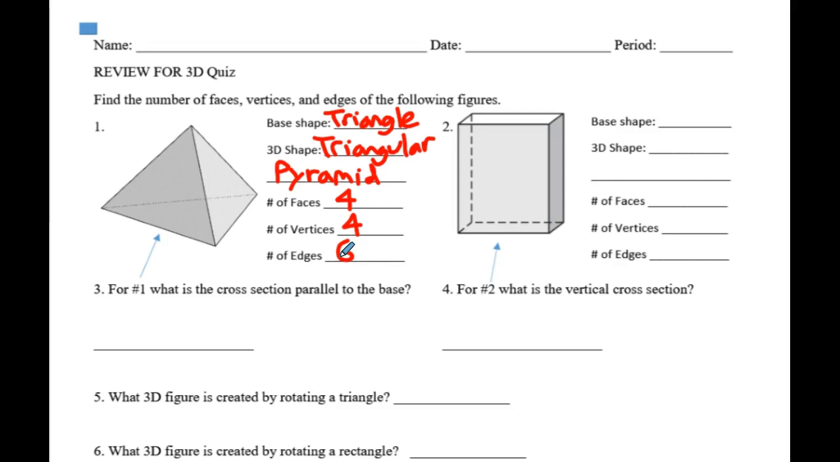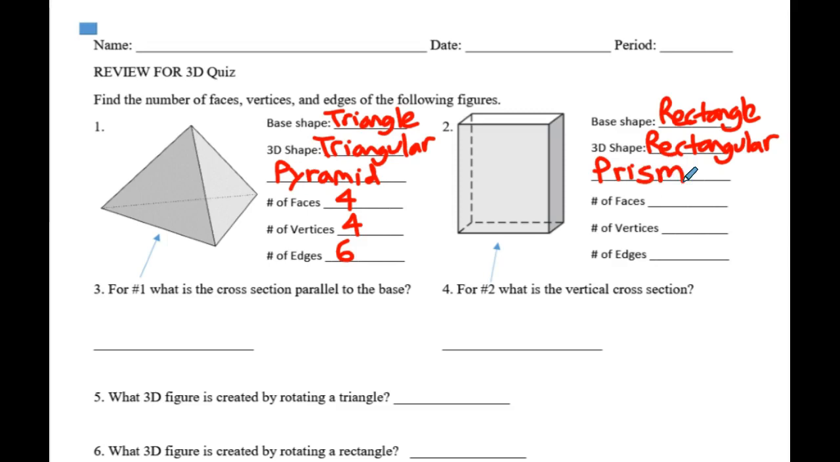So, number 2, base shape. On the very bottom, we have a rectangle. And then the 3D shape, well, it's a rectangular what? If the side faces, the lateral faces, are all rectangles, and it has 2 bases, that's called a prism.